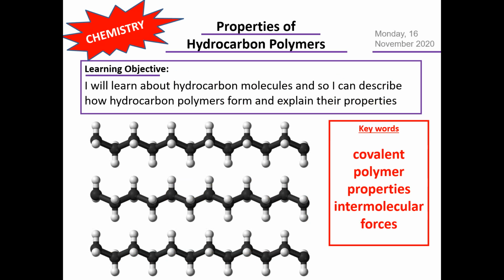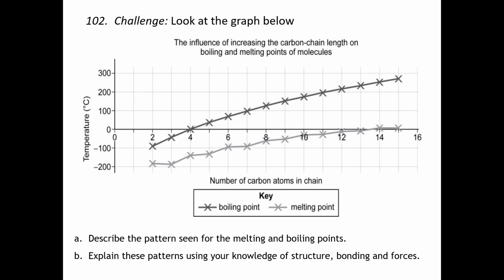Good, well done. Okay, so today then we've been looking at hydrocarbon polymers, what they are, how they're formed, how we can draw them, and we've looked at the intermolecular forces between them so that we can explain their properties. And we've seen all kinds of ideas, and hopefully now we have a better understanding. To summarize then, let's have a go at this challenge. This again is from a past paper question. Look at the graph below. Loads of information there. Describe the patterns seen for the melting and boiling points. Explain these patterns using your knowledge of structure, bonding, and forces. Wow, there's a lot there, guys. So, when you're ready, stop the video and then come back to me when you are finished.